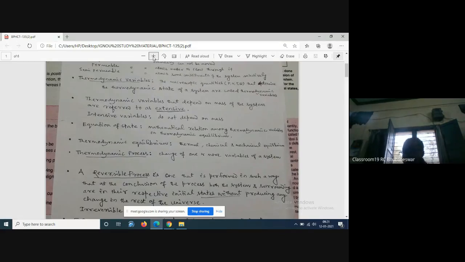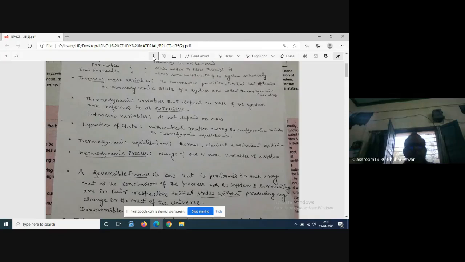Thermodynamic process. When a system undergoes a change, its thermodynamical variables, pressure, volume, etc., undergo a change. That is called a thermodynamical process. So it is a change of one or more thermodynamical variables. We say at a time one variable is changing, or two variables, or more than two variables are changing. This is called a thermodynamic process.